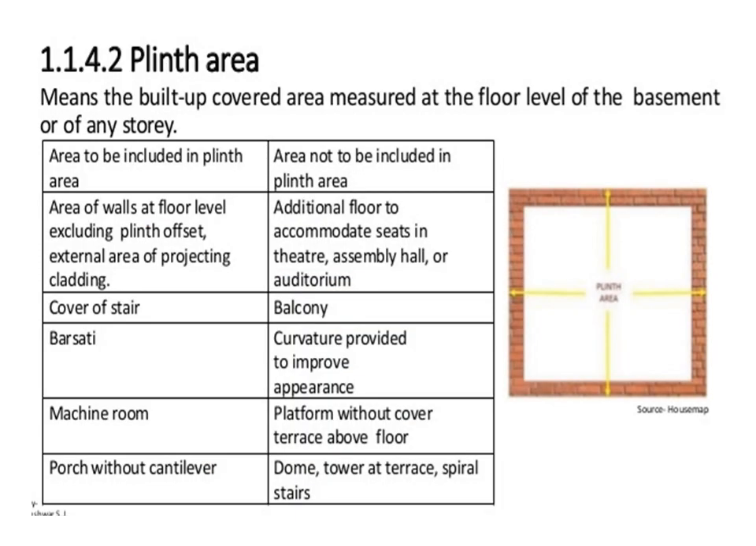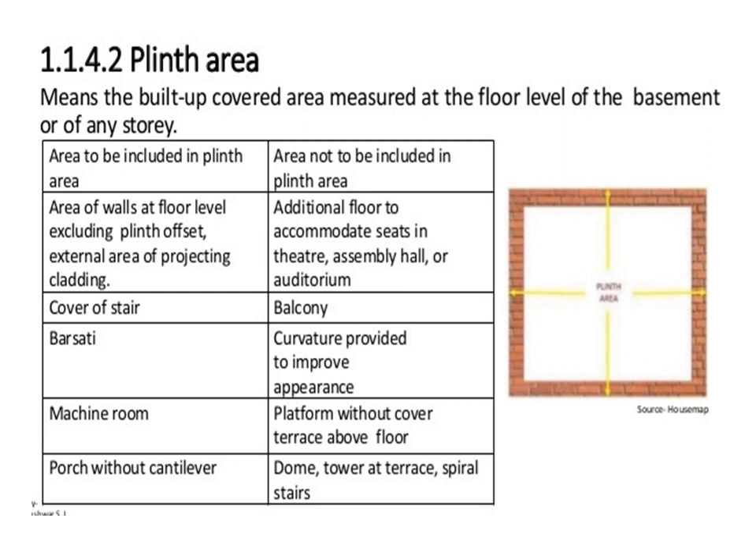In this slide, we are going to see the plinth area. It is the covered area measured at floor level of basement or any story. So generally, the following areas are considered or included in the plinth area. They are area of walls at floor level, excluding plinth offset, external area of projecting cladding, cover of stair, barsati, machine room, and porch without cantilever.